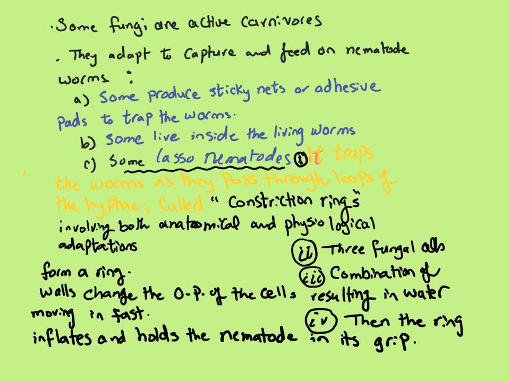Fungi are adapted to capture and feed on nematodes using different techniques. One of them is to produce sticky knobs or adhesive pads. This helps them to trap the worm. Secondly, some of them may live inside the living worm, so the fungus itself lives inside the worm, feeding on the nutrients inside its body. Some other fungi, we call them lasso nematodes because they can trap the nematode. They can trap the worm as they pass through loops of hyphae called constriction rings.